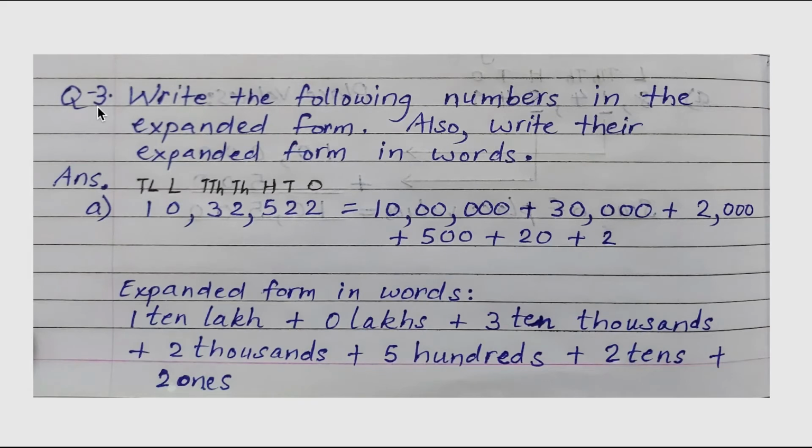Now in question number 3, you have to write the following numbers in the expanded form. Also write their expanded form in words. So first you have to write the expanded form in figures and then in words. So you will write the number and you will write the places above each digit like this, and then when we write the expanded form, we always start from the left, the highest place.